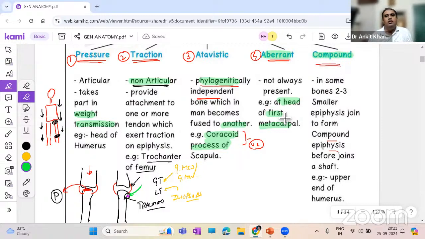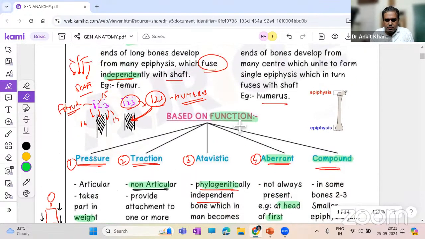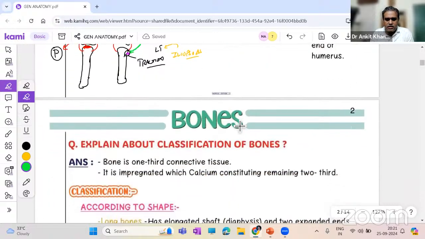It might not always present. This is the benefit of knowledge. If you're not having this knowledge, you might label it as a fracture. You might even give them some treatment. Therefore, in medical line, the knowledge is so important, right? Because it changes the whole course of the treatment at any level. Fair enough. So yeah, these are the types of epiphysis which you have seen over here.